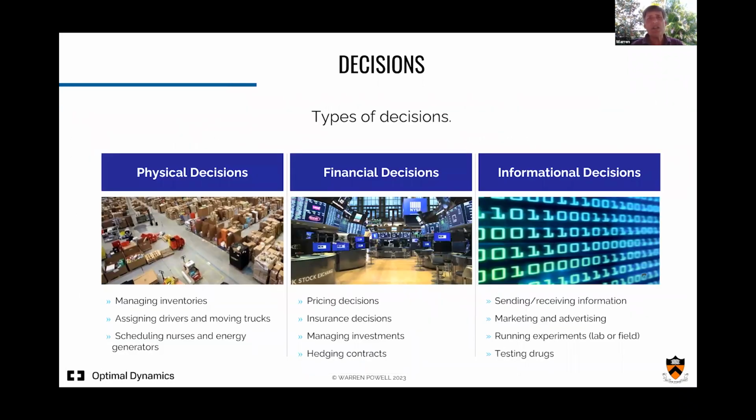Now, decisions come in three broad categories. I have decisions that act on physical resources, managing inventory, moving drivers, scheduling nurses. We have financial decisions such as pricing, insurance, managing investment or hedging contracts. And finally, we have informational decisions, sending and receiving information, marketing and advertising, running experiments in the lab, testing drugs. This is all decisions about collecting information.